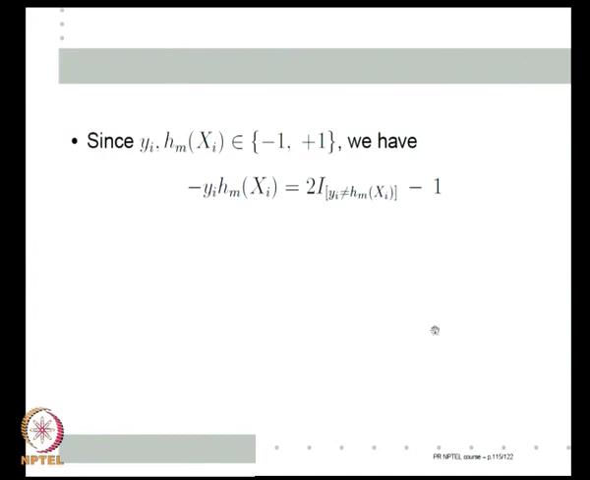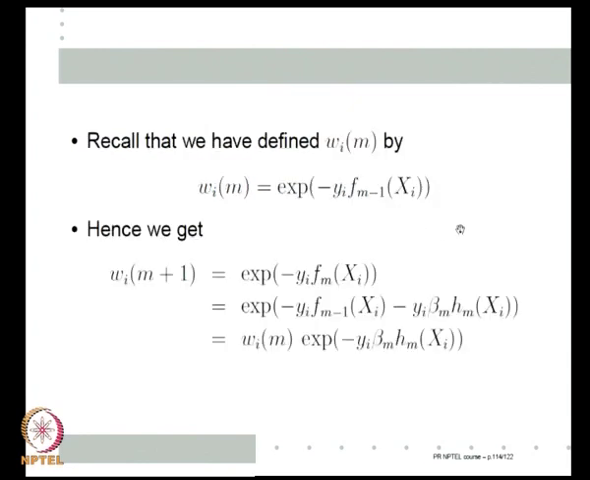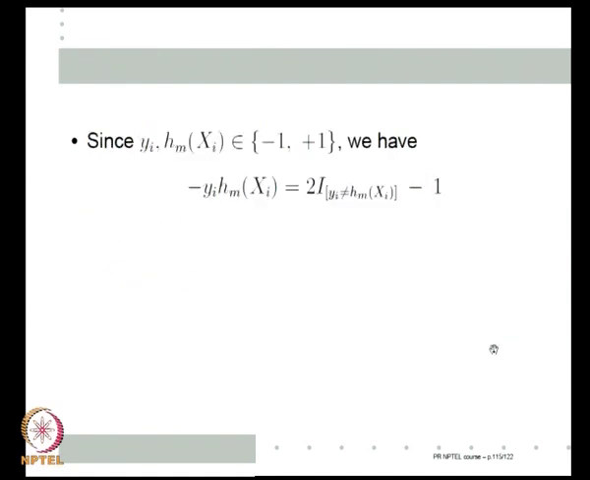Why? Suppose yi and hm xi are of opposite sign, then this indicator will be 1. So, this will be 2 minus 1, which is 1. On this side, they are of opposite sign, so minus yi hm xi will be plus 1. Conversely, if yi and hm xi are of the same sign, then this indicator will be 0, so it will be minus 1, and on this side also it is minus 1 because y and hm are of the same sign. So, I can always write minus yi hm xi as this. Now, I have beta m into minus yi hm xi, so I can substitute minus yi hm xi there.